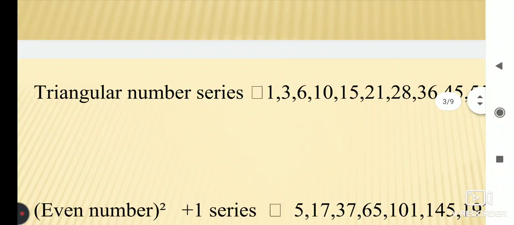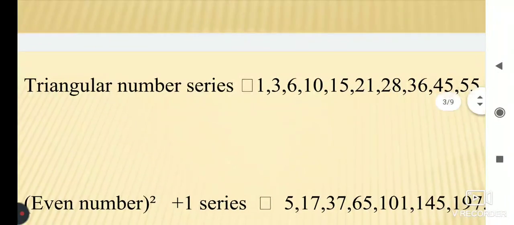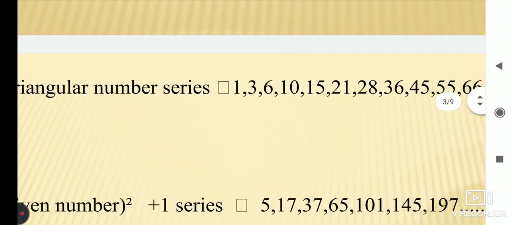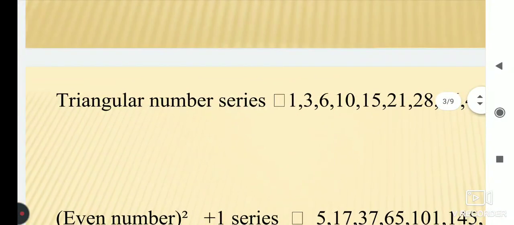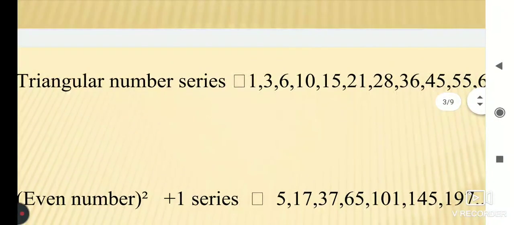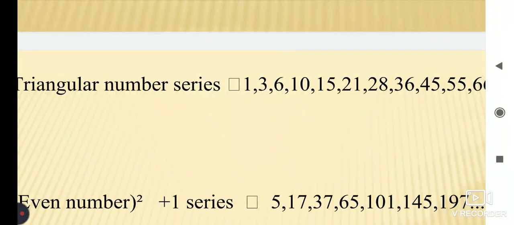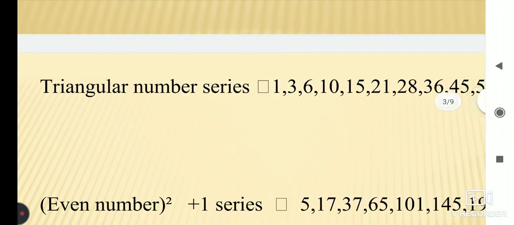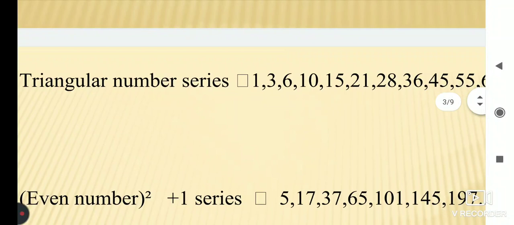The next example is the triangular number series. In this we can easily identify that the numbers are triangular numbers: 1, 3, 6, 10, 15, 21, 28, etc. First we must learn these triangular number series by heart.